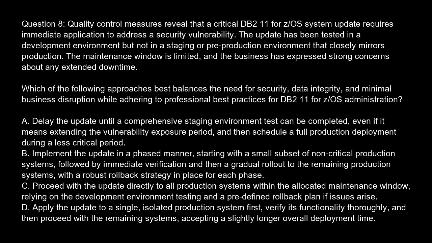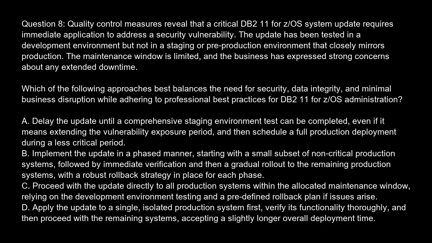Option A. Delay the update until a comprehensive staging environment test can be completed, even if it means extending the vulnerability exposure period, and then schedule a full production deployment during a less critical period. Option B. Implement the update in a phased manner, starting with a small subset of non-critical production systems, followed by immediate verification, and then a gradual rollout to the remaining production systems, with a robust rollback strategy in place for each phase. Option C. Proceed with the update directly to all production systems within the allocated maintenance window, relying on the development environment testing and a predefined rollback plan if issues arise.